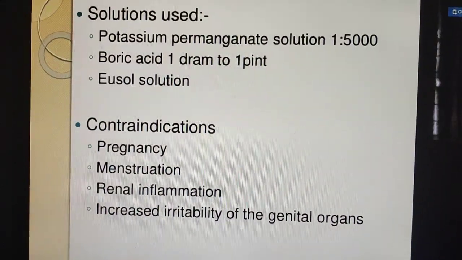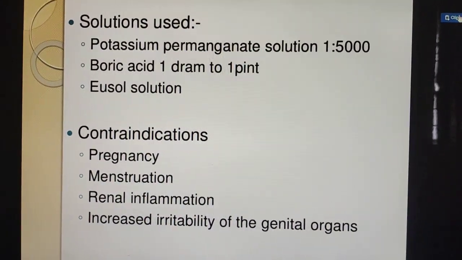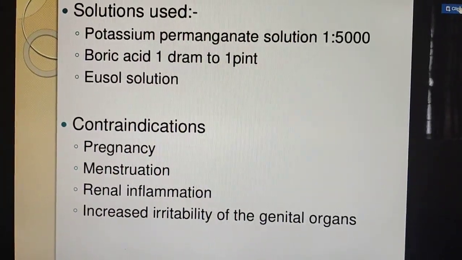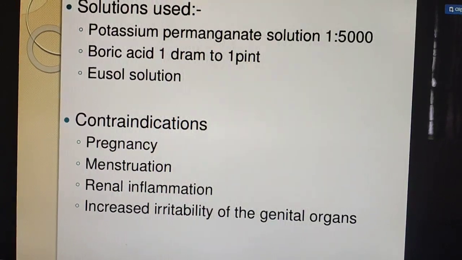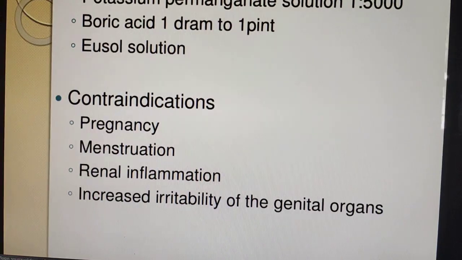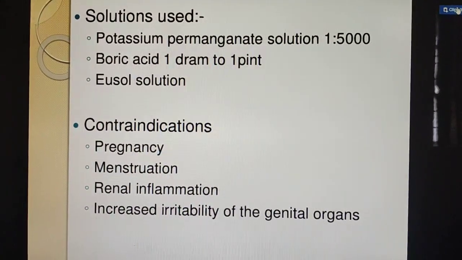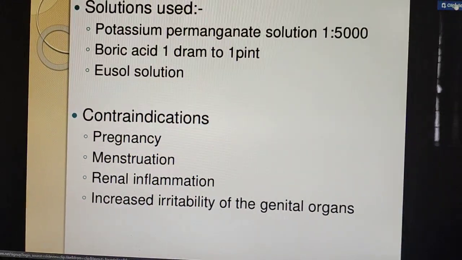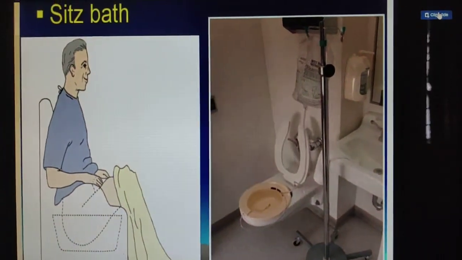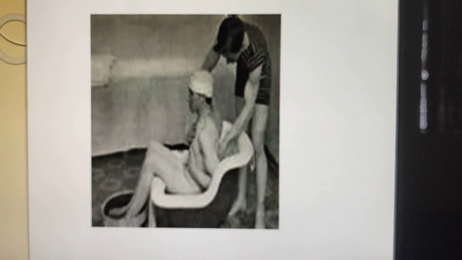What solutions do we use for the sitz bath? Mainly we use potassium permanganate solution in a 1:5000 ratio, boric acid 1 gram to 1 pint, and a saline solution also can be used. The main contraindications: you should not use it for pregnancy, menstruation, renal inflammations and increased irritability. The indications are hemorrhoids, fistula and episiotomy. We are seeing this sitz bath now. Like this we have to help the patient take the sitz bath.